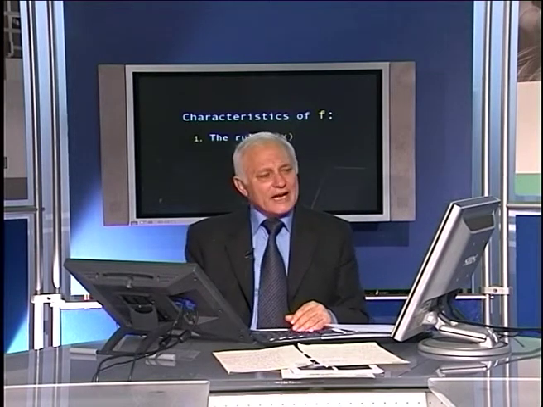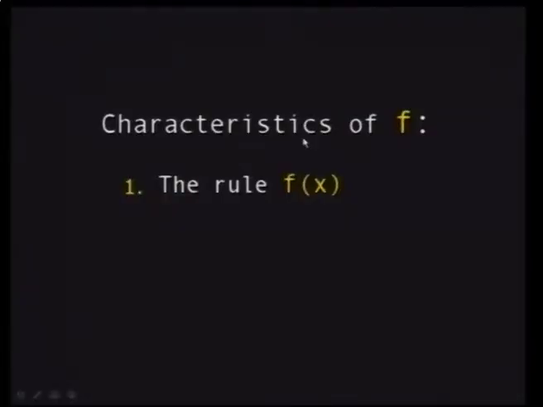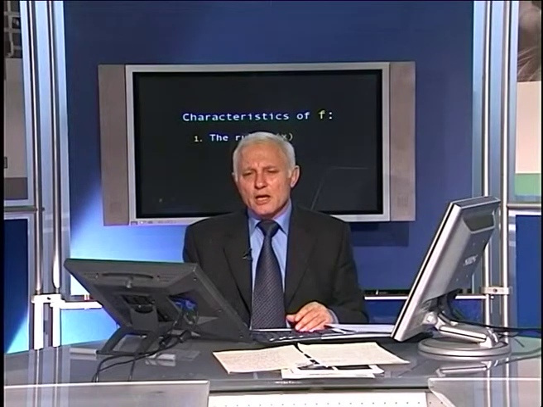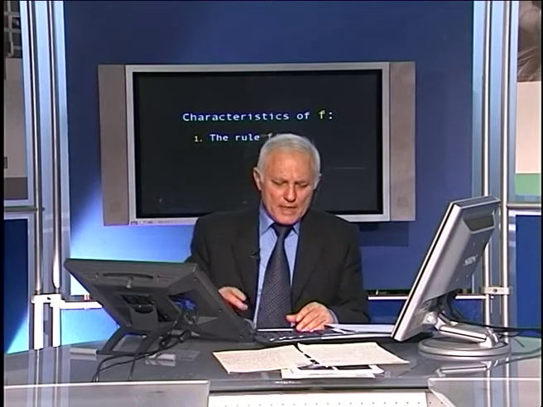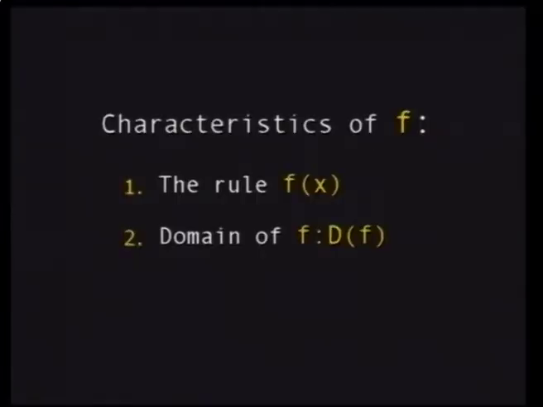So now we have the characteristics of f. What are the ingredients? What are the elements of f? First of all, there is the rule f of x. When you say, for example, y is equal to x squared, this is the rule, the one that you feed x into to get f of x. And then you have the domain of f, which contains all the possible values of x which you can use. Of course, this you have to know. And then there is also the codomain of f.